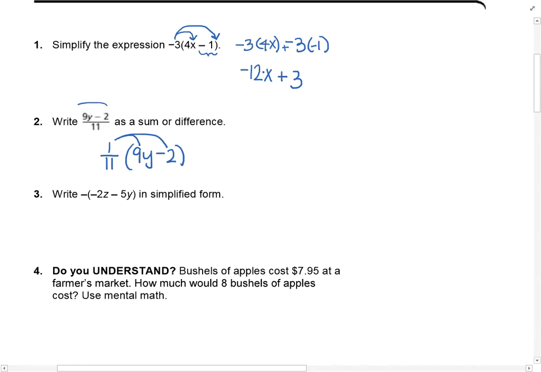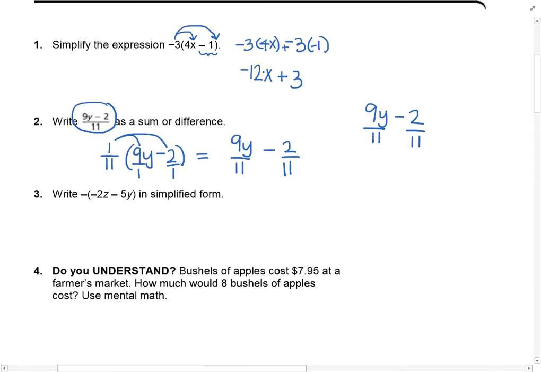So what I just wrote is equivalent to this. So that if we distribute, that would be 9y over 11 minus 2 over 11. And that is because when we multiply fractions, we multiply the top to the top and the bottom to the bottom. Since these are whole numbers, we can put this over 1. So 1 times 9y is 9y. 11 times 1 is 11. 1 times this minus 2 is minus 2. 11 times 1 is 11. You can also just think of it like you are dividing each part by the 11 instead of dividing both of them all together by the 11.